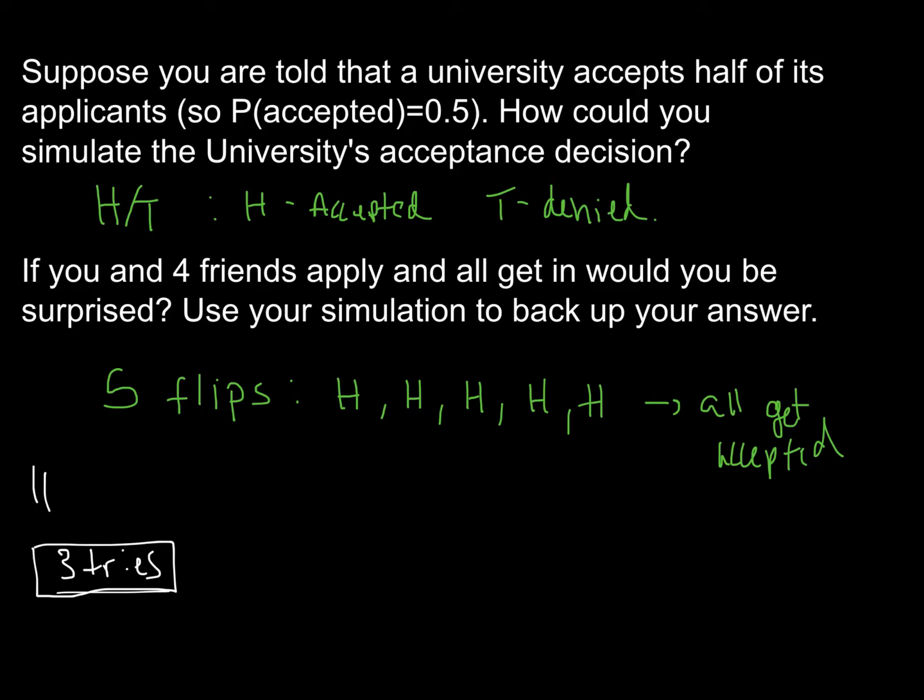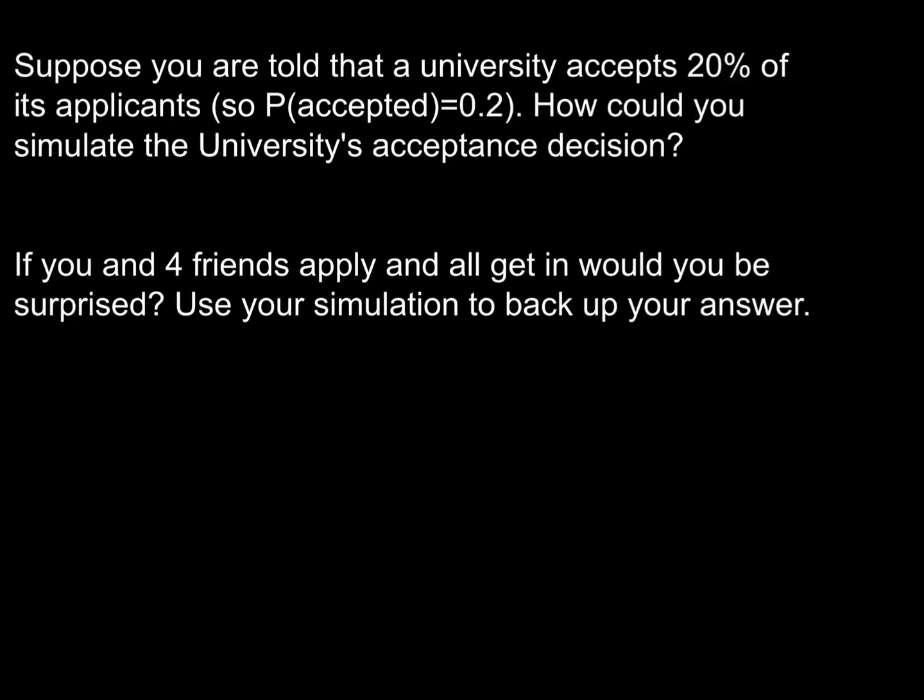Now let's go ahead and look at a situation where the simulation might be a little different. Now suppose that a university accepts 20% of its applicants. In other words, now the probability that someone is accepted is 0.2. How could you simulate the university's acceptance decision? Notice that flipping a coin isn't going to work, right? Because flipping a coin does not have a probability of 20% that it lands on one side or the other. So we need to come up with a different simulation that will allow us to model the way that the university accepts students.